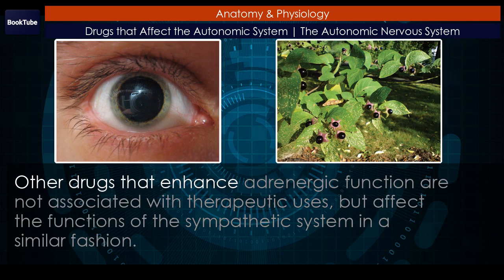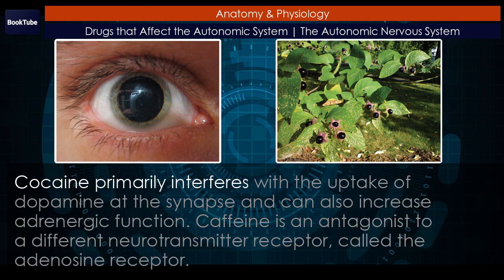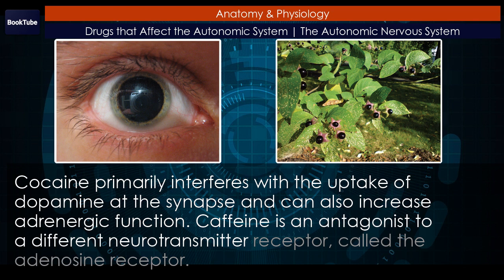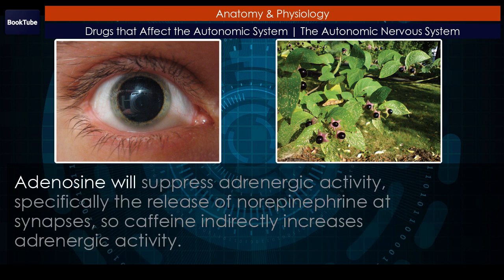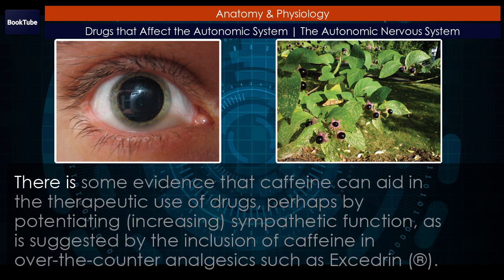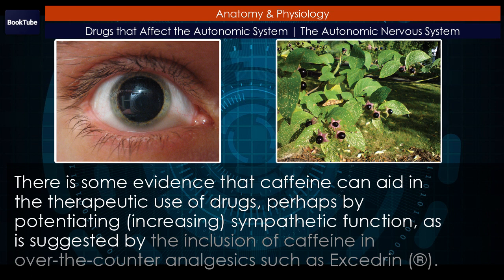Other drugs that enhance adrenergic function are not associated with therapeutic uses, but affect the functions of the sympathetic system in a similar fashion. Cocaine primarily interferes with the uptake of dopamine at the synapse and can also increase adrenergic function. Caffeine is an antagonist to a different neurotransmitter receptor, called the adenosine receptor. Adenosine will suppress adrenergic activity, specifically the release of norepinephrine at synapses. So caffeine indirectly increases adrenergic activity. There is some evidence that caffeine can aid in the therapeutic use of drugs, perhaps by potentiating, increasing, sympathetic function, as is suggested by the inclusion of caffeine in over-the-counter analgesics such as Excedrin.